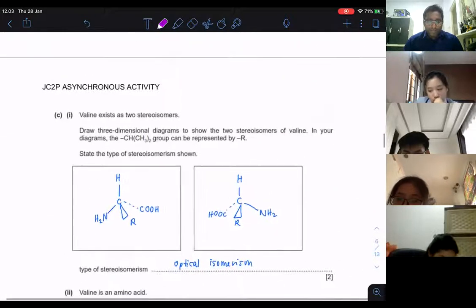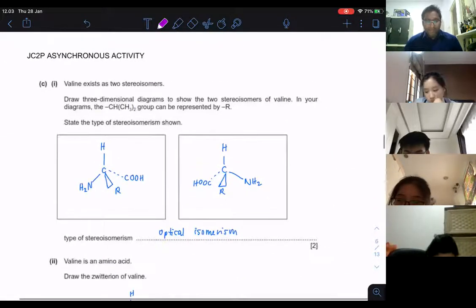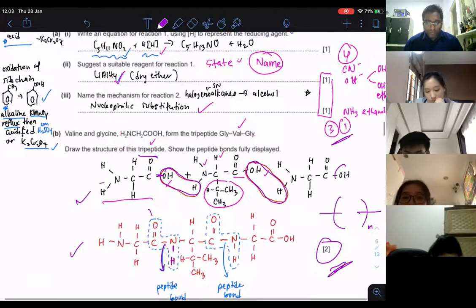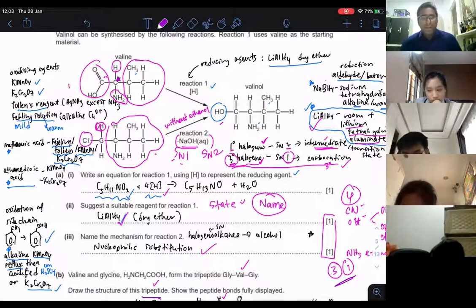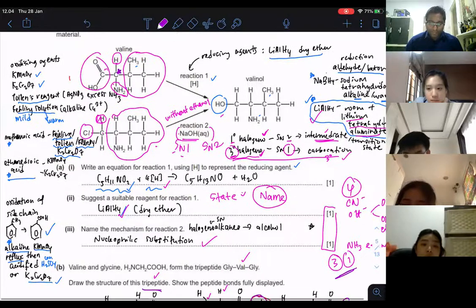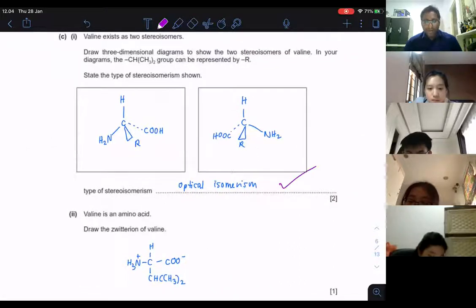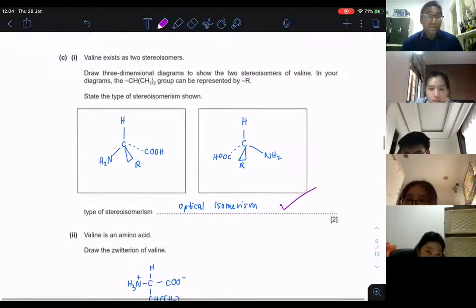Now for this, the valine exists as two stereoisomers. So let's look at valine. When they say two stereoisomers, the moment I hear stereoisomer, I can only think of optical isomerism. Why? Automatically, I have a chiral center here. A chiral center must have 4 different groups, and I can see 4 different groups there. So straight away, I know this is going to be optical isomerism, and I put optical isomerism even before I start drawing.